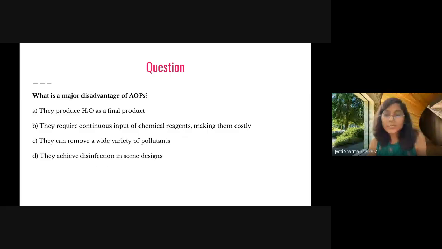Yes, B is the right answer, because we have to give some chemical reagent, then only hydrogen peroxide will generate. And since the hydroxyl radical is very short-lived, we have to give a continuous input of the reagent, then only the hydroxyl radical will be generated from time to time whenever we need it, right? So that's how B is the right answer.